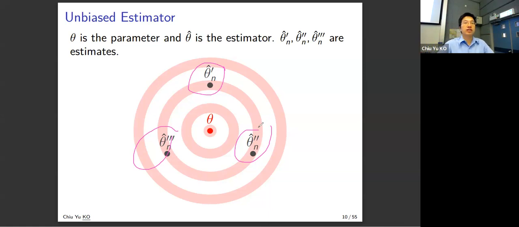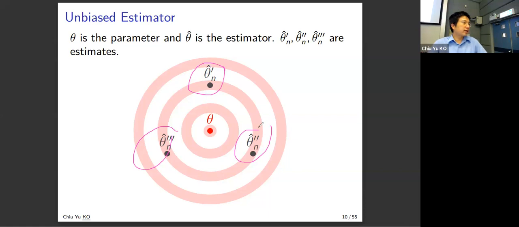Because if it doesn't satisfy this, there's no hope of getting the truth, right? Just like the science we do: lab number one in Hong Kong does this, lab number two in China does that, lab number three in the US does that, right? And we average those out, aggregating the wisdom of the crowd, and we should get what we want. Otherwise, if you do something that is not there, then there's no hope to get what we want, okay? So that's why unbiasedness is important, okay?